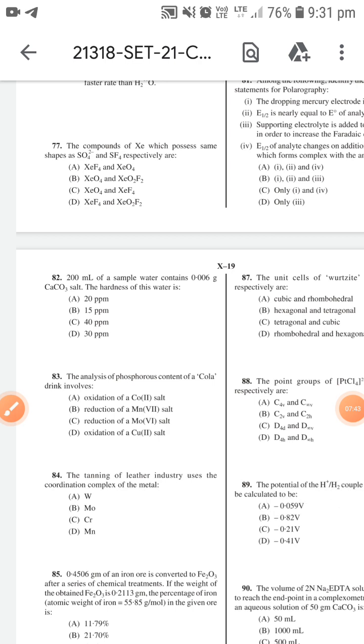Next, 82. 200 ml of a sample water contains 0.006 gram CaCO3 salt, and the hardness of this water is. Here the correct option is option D.